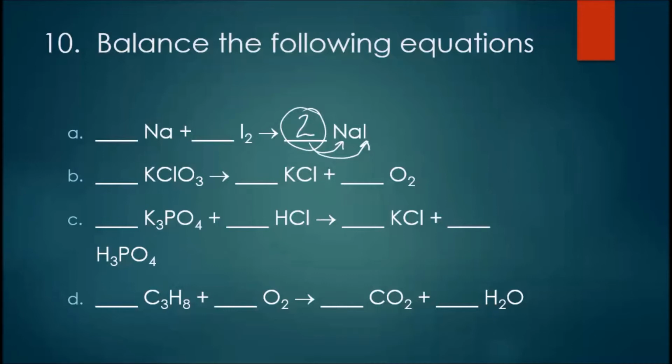So, let's try this again. How many sodiums, Ben? 1. How many sodiums now? 2. Yes, you have to use the distributive property. You know the distributive property? 2x minus 1 equals 2x minus 2. Okay? 2 NaI means you have 2 Na's and 2 I's. So, we have broken this. How do we fix it over here?